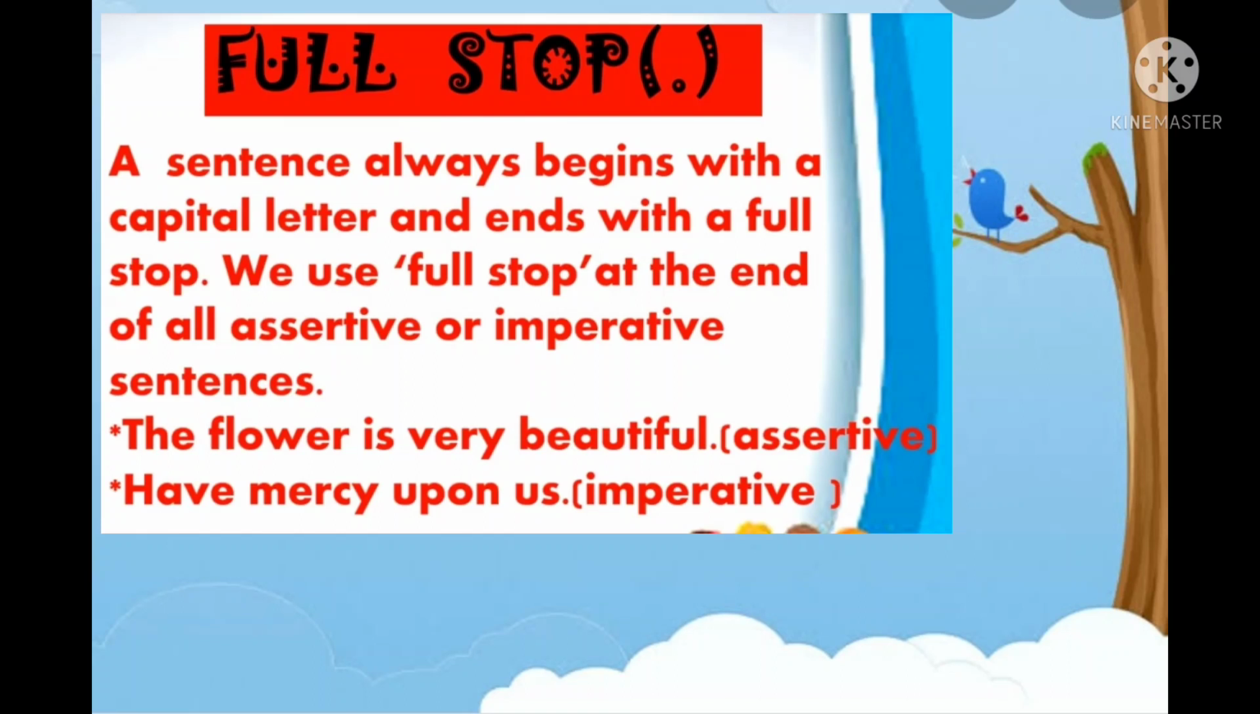What are assertive sentences? Assertive sentences tell us a fact, whereas imperative sentences give an order or request. For example, the flower is very beautiful. Here, this assertive sentence ends with a full stop. Also, have mercy upon us. This is a request, so this is an imperative sentence and it also ends with a full stop.